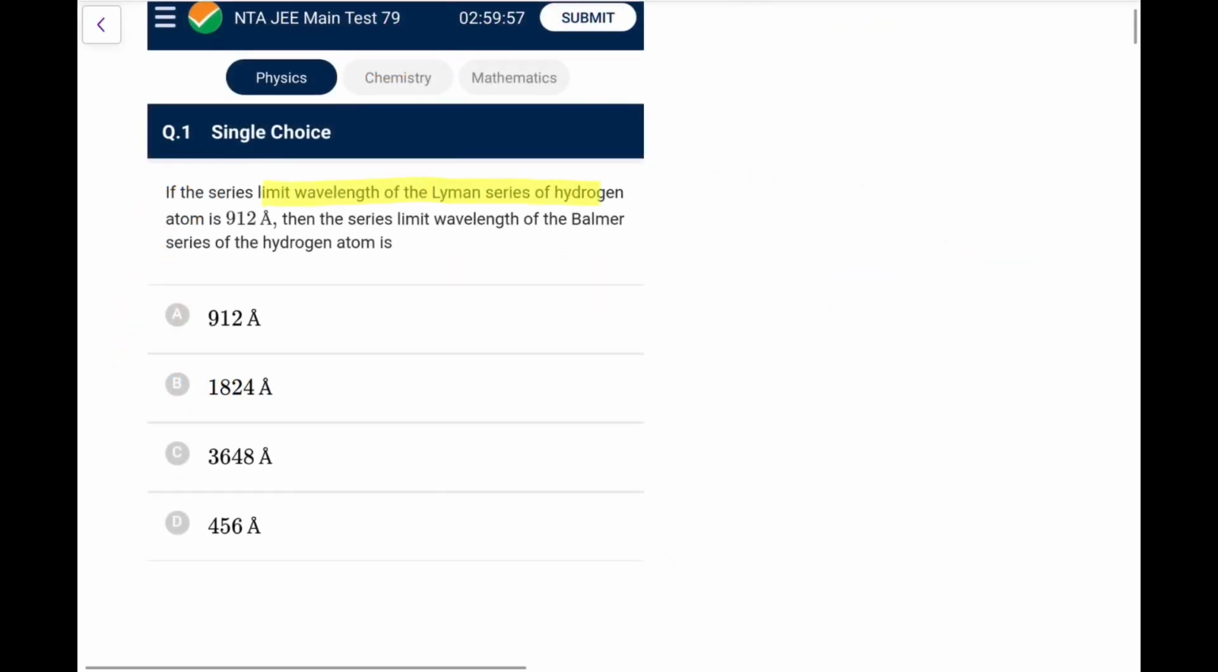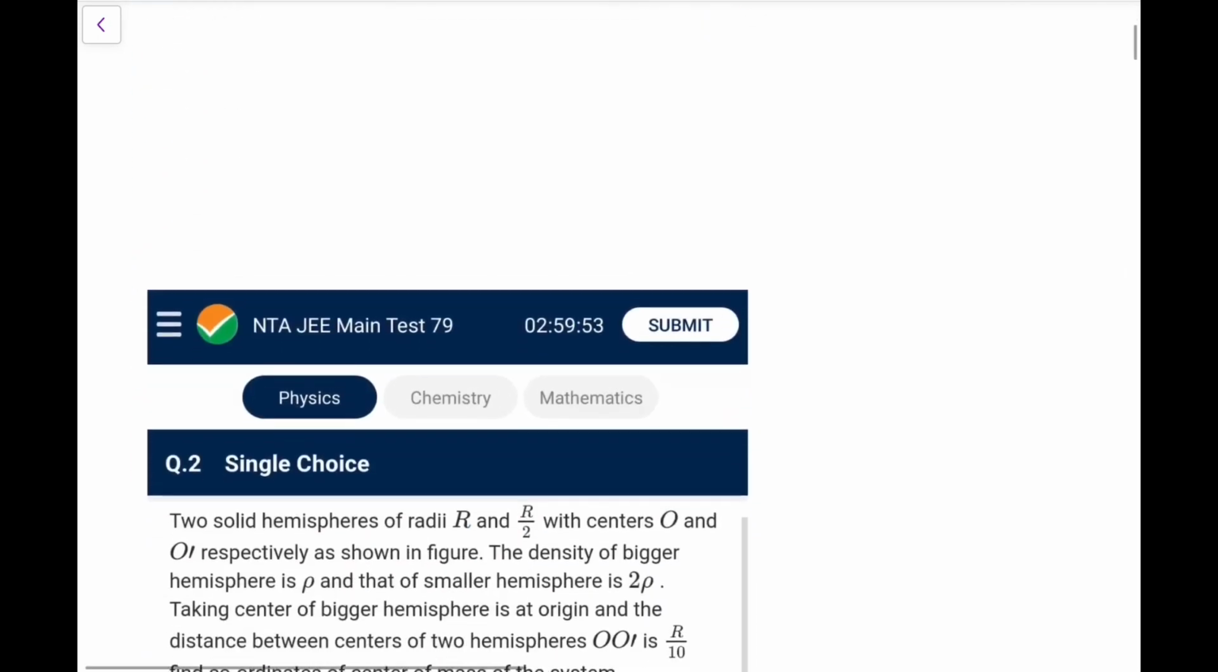If the series limit wavelength of the Lyman series of hydrogen atom is 912 angstrom, then what is the series limit wavelength of the Balmer series? We know the series limit for Lyman has an energy of 13.6 eV, 1 to infinity, while for Balmer it is 3.4 eV, or you can say it's 1/4. So energy becomes 1/4, so the wavelength will become 4 times. So 4 times 912 would be 3648 angstrom. You can directly go for it.